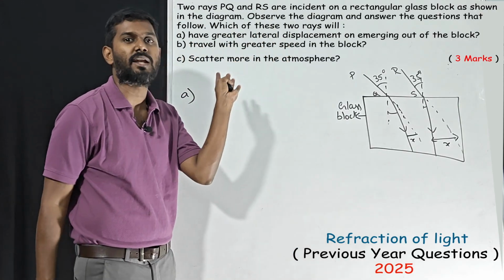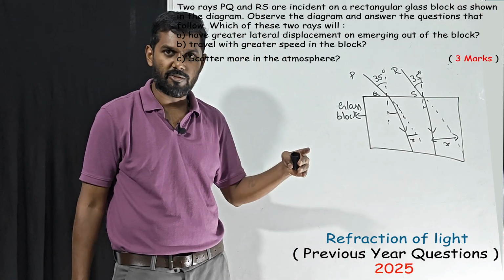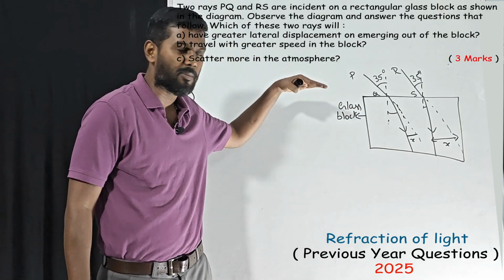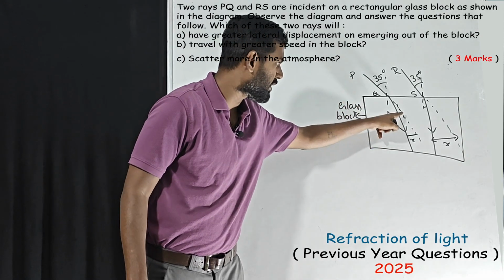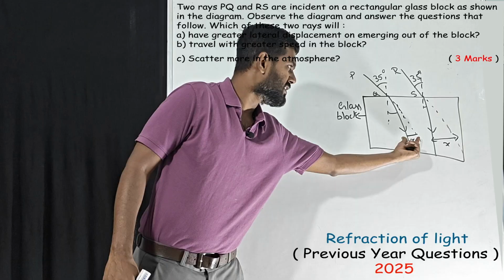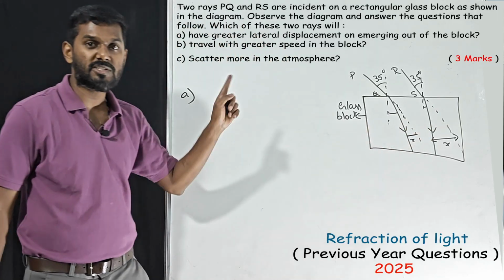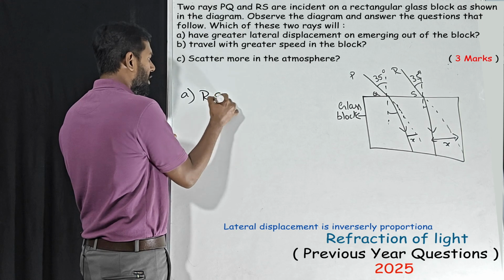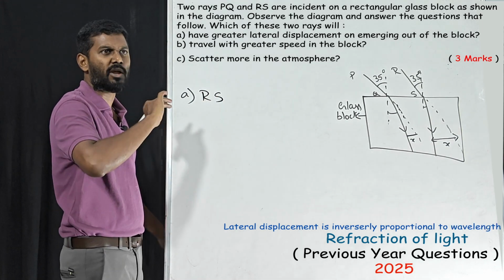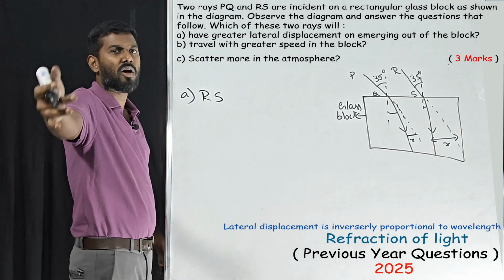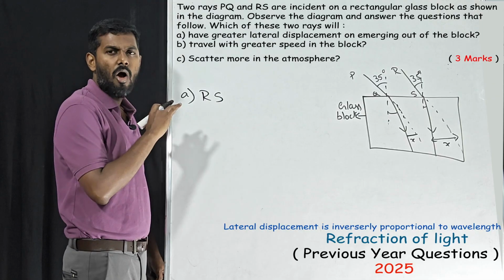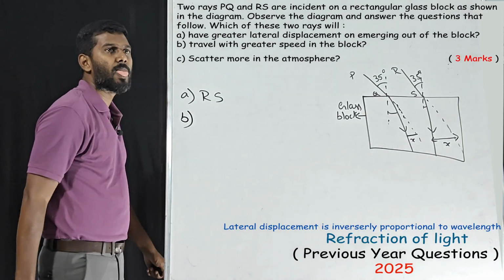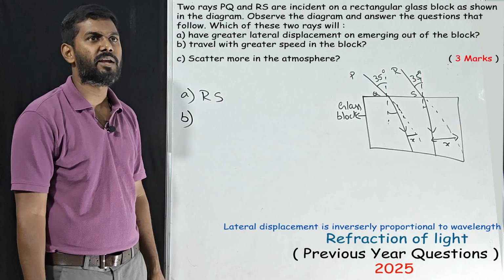First you need to know what is lateral displacement. The distance between the refracted ray and the original path of light. If there was no medium, the light PQ would have traveled in this way. So now this distance and that distance you have to compare. Which has more lateral displacement? That is RS. You just write RS, that's it. You don't have to write that the ray RS has a larger lateral displacement. All those things are not required. Just write the ray. Second one, which travels with greater speed in the block.